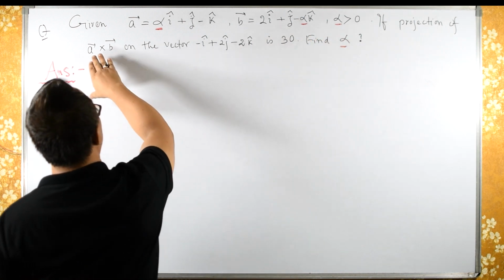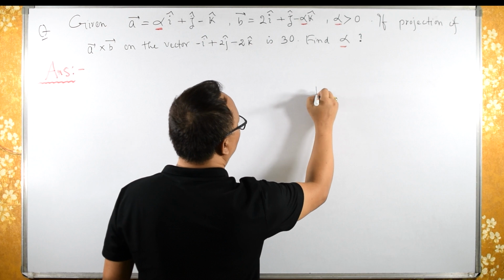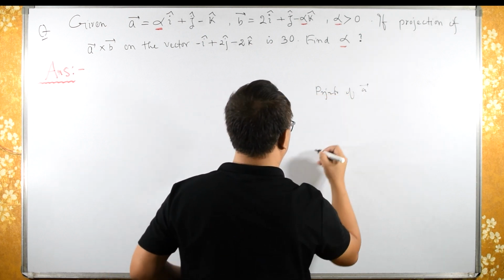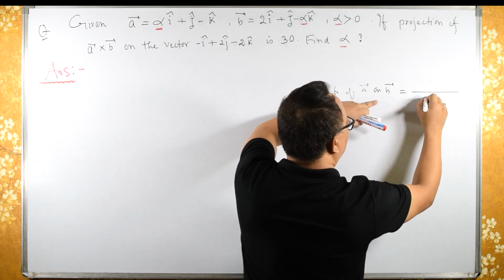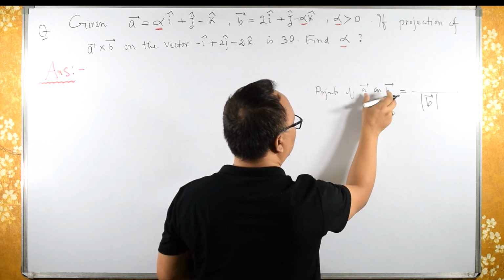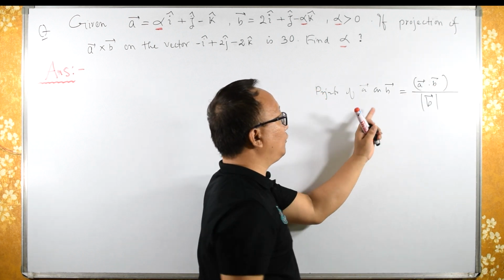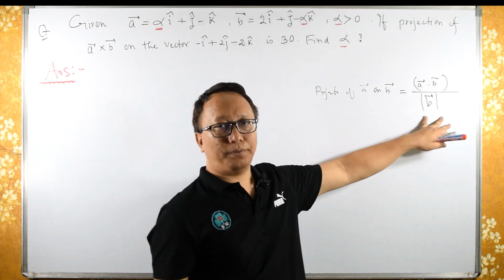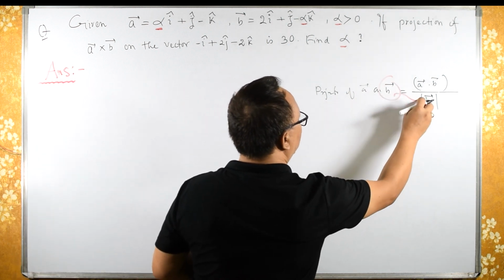Projection of this on this means what? Remember, the projection of a vector on b vector is given by: this b vector magnitude you have to take, and then you need to find the dot product of a and b. So you need to find a dot b upon magnitude of b. On b means that b should be down over here.